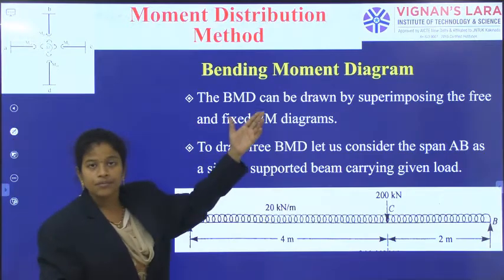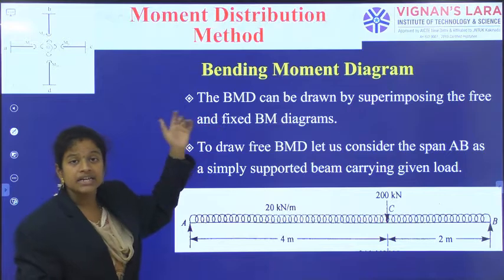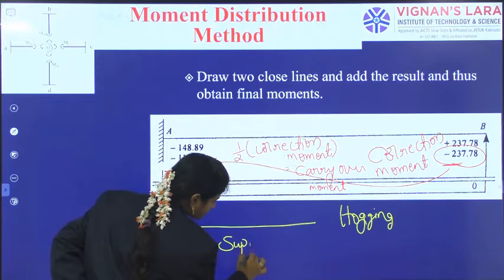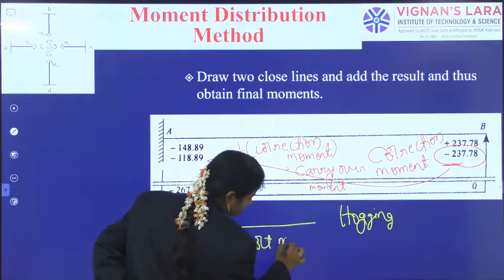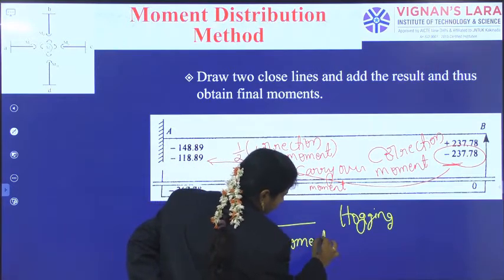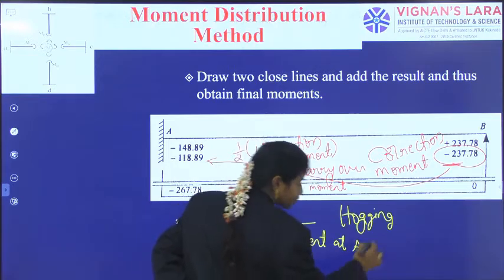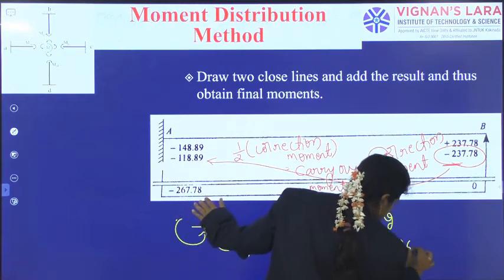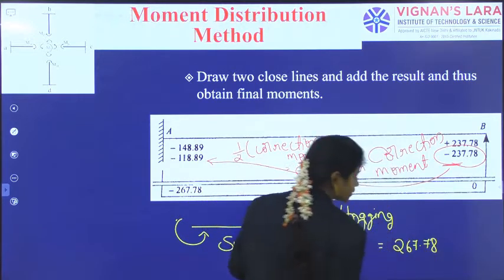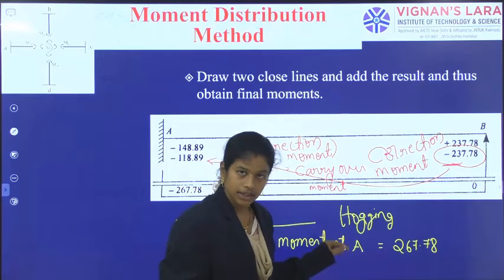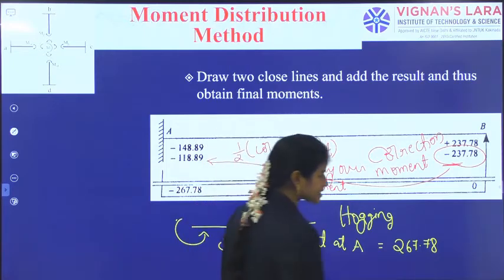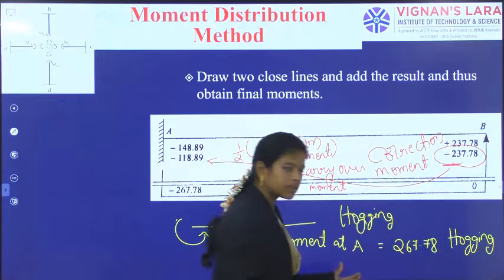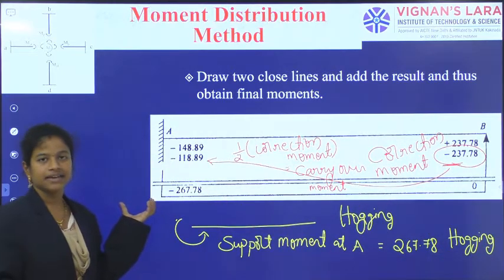And the generation of bending moment diagram after calculating the support moment at A and support moment at B. So the support moment at A is equal to 267.78. If you want, you can indicate it as a hogging type moment, or with the minus sign you can indicate it as a sagging type moment.